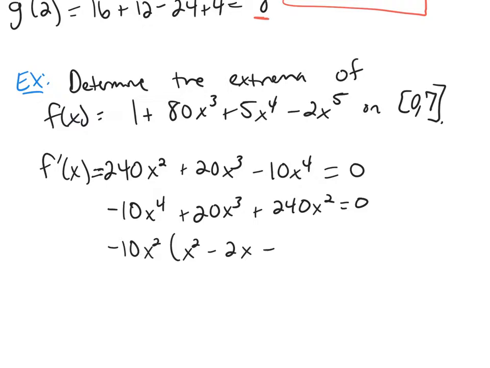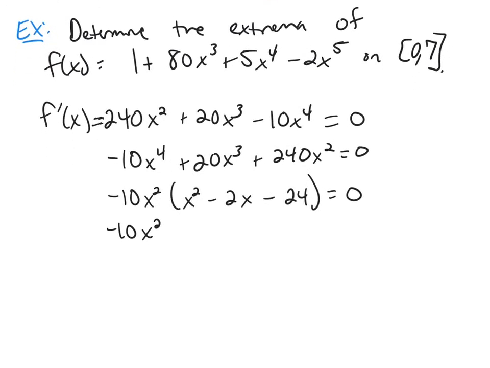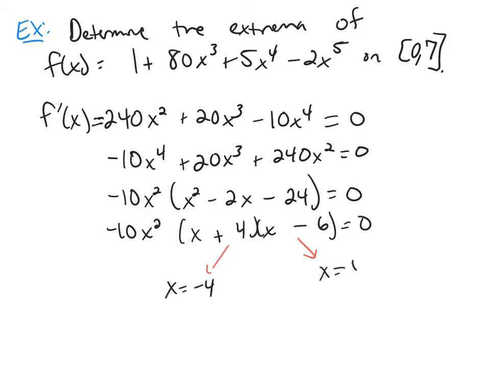minus 24. And this will factor into a 4 and a 6. And the negative will be on the 6, the positive will be on 4. So I get two solutions. I get x equals -4 and x equals 6.